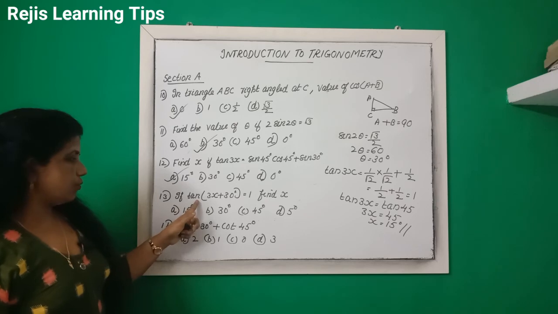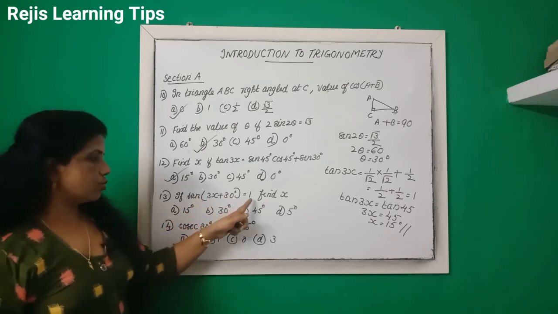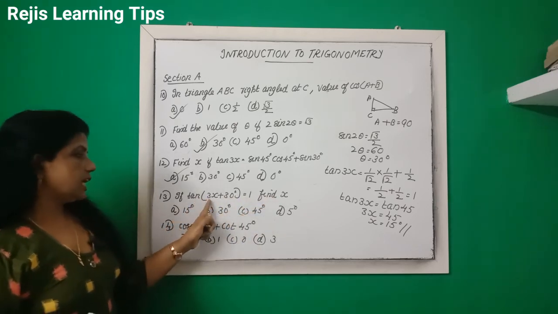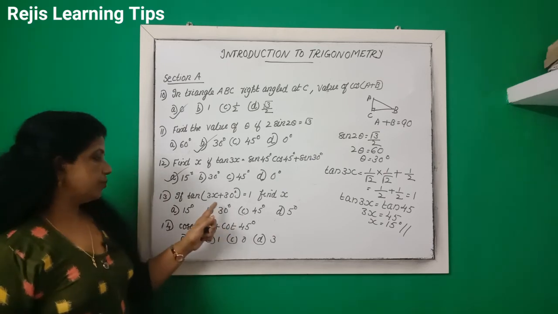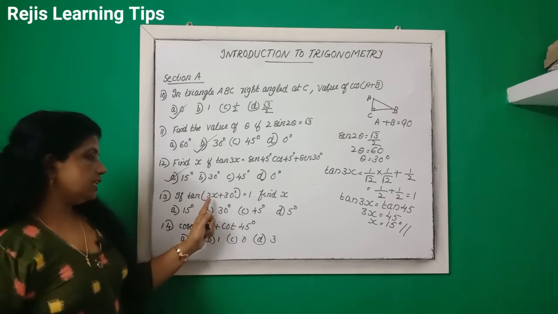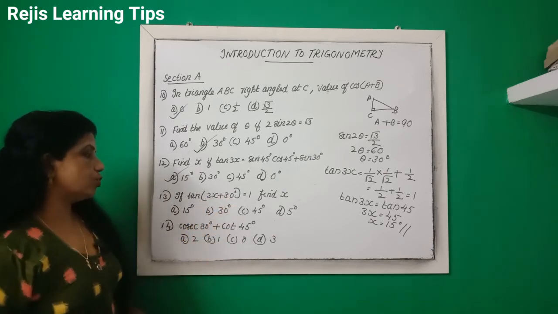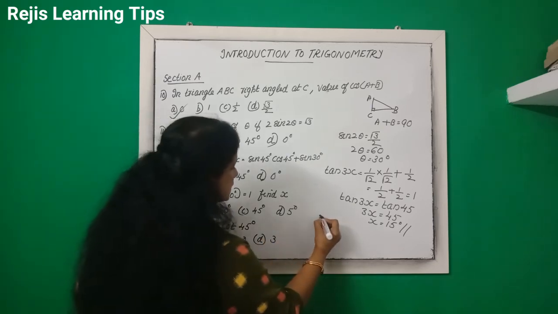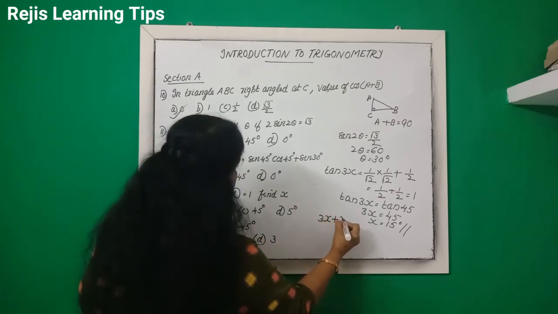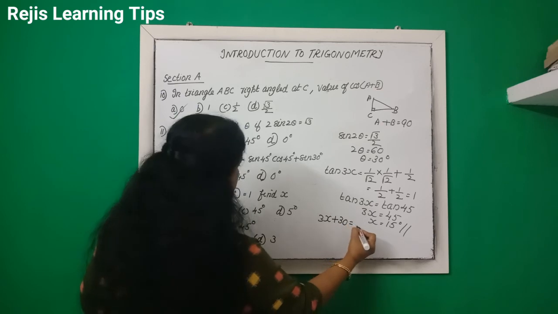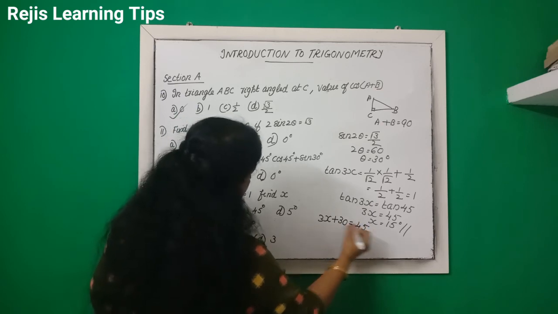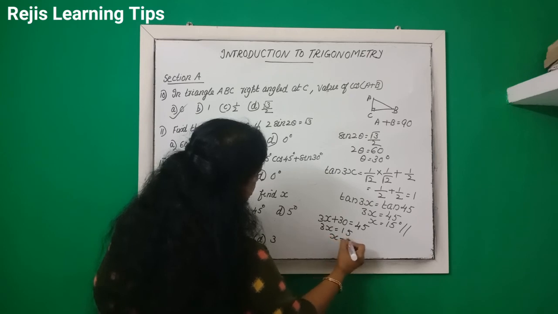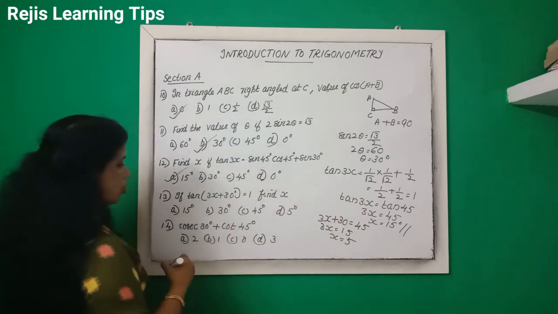The next. If tan of 3x plus 30 degree is equal to 1, find x. Tan 45 is equal to 1. So 3x plus 30 is equal to 45. So 3x is equal to 15. So x is equal to 5. So our option D.